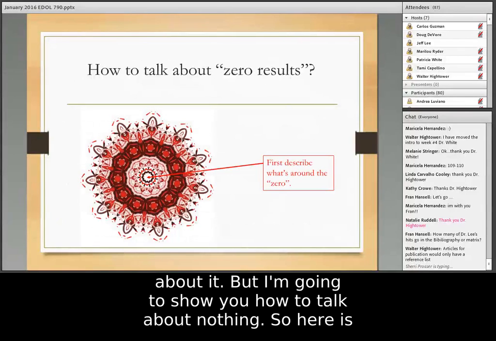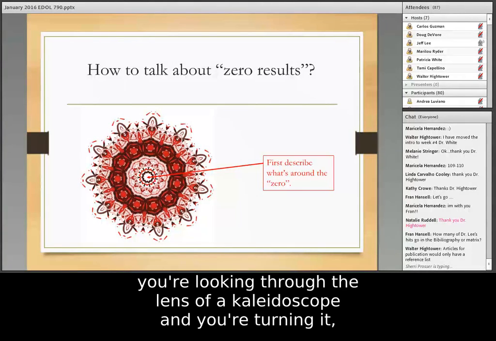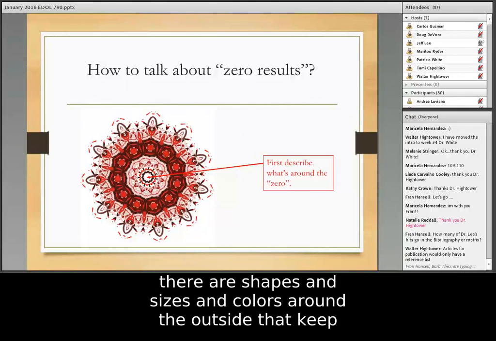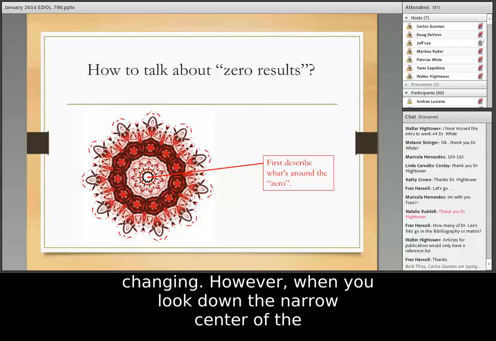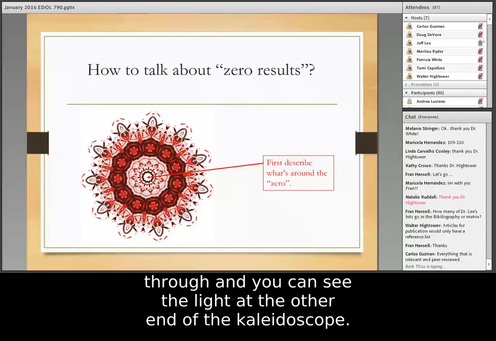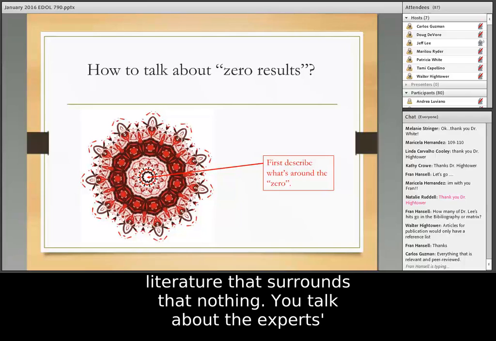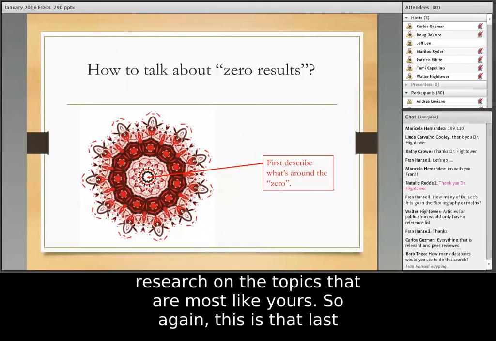So here's how you talk about 0 results. And imagine a kaleidoscope where if you're looking through the lens of a kaleidoscope and you're turning it, there are shapes and sizes and colors around the outside that keep changing. However, when you look down the narrow center of the kaleidoscope, there's nothing there. And in fact, you can see all the way through, and you can see the light at the other end of the kaleidoscope. And so when you describe nothing, you actually need to describe the literature that surrounds that nothing. You see, you talk about the experts' research on the topics that are most like yours, okay?